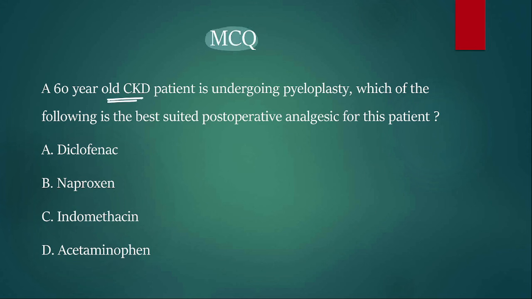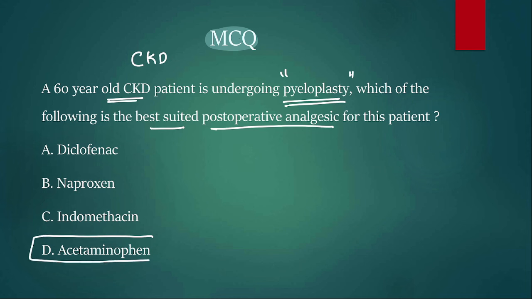A 60-year-old chronic kidney disease patient is undergoing pyeloplasty. Which of the following is the best suited post-operative analgesic for this patient? Among the options, you have to choose the best analgesic. The patient has chronic kidney disease and is undergoing a surgery, and after surgery he needs pain relief. Option A, diclofenac; naproxen; indomethacin; acetaminophen. If you are telling option D, acetaminophen, then you are correct.